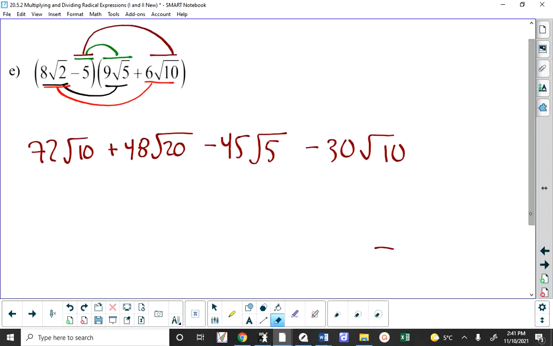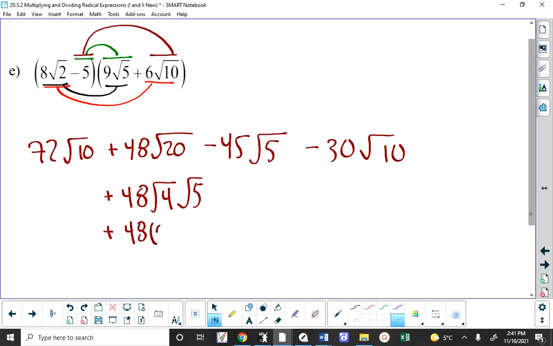I know the first and the last items in the list can be brought together because they're both root 10s. I'm just going to leave that alone for the time being and figure out what root 20 simplifies to. Well, 20 is divisible by 4, which is a perfect square. Root 4 is 2, which means 48 root 20 is 96 root 5.